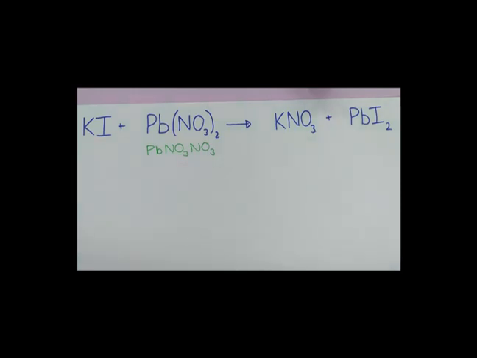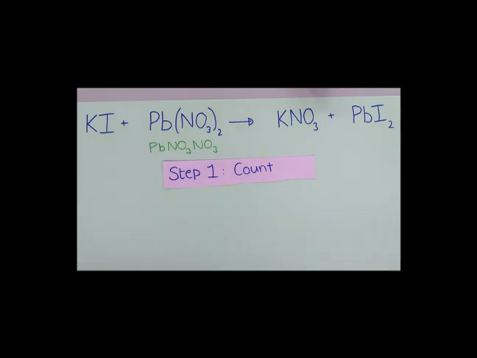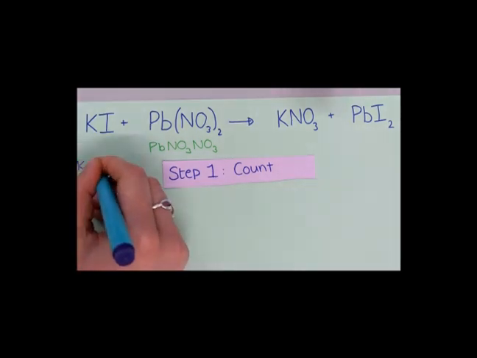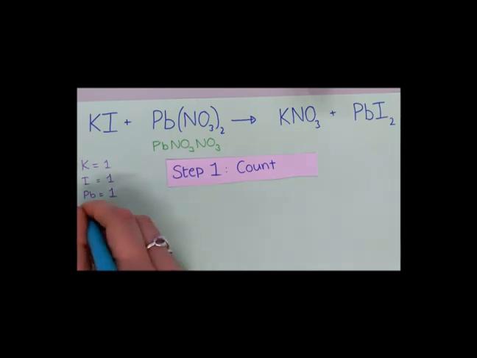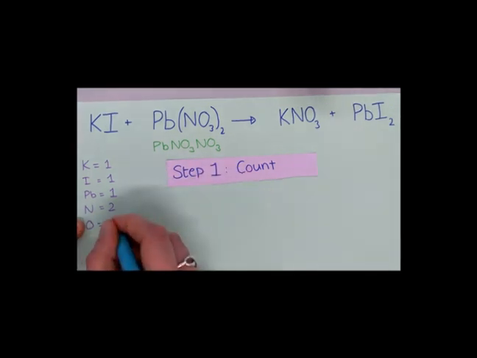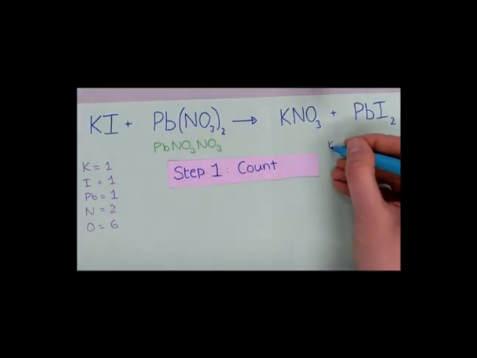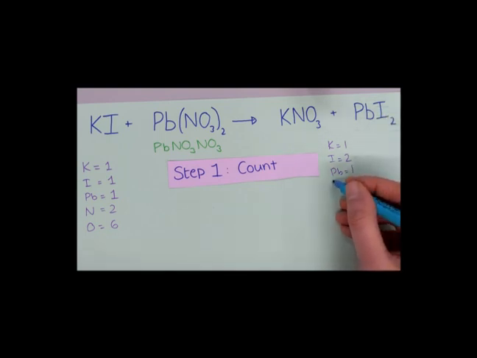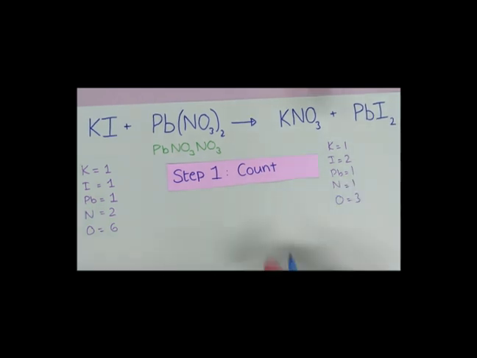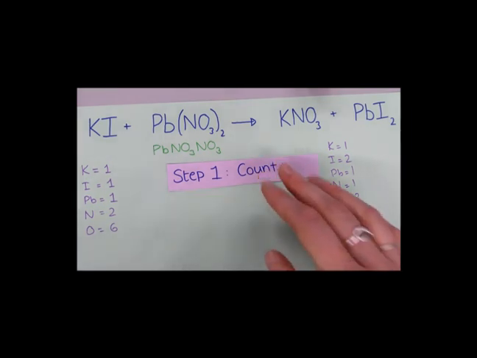Anyway, we're going to go for our normal steps. So we start off and we're going to count up. 1 potassium, 1 iodine, 1 lead, 2 nitrogen, 6 oxygen. And over on this side, 1 potassium, 2 iodine, 1 lead, 1 nitrogen, 3 oxygen.